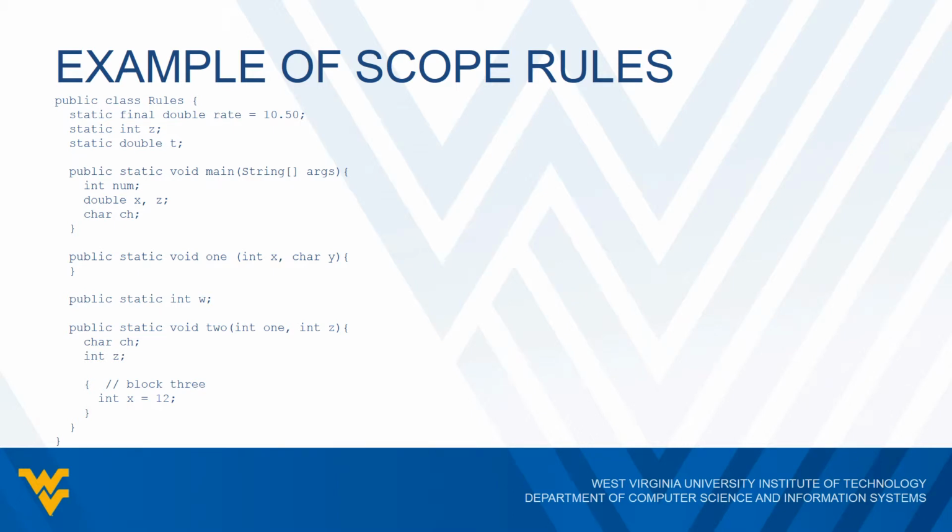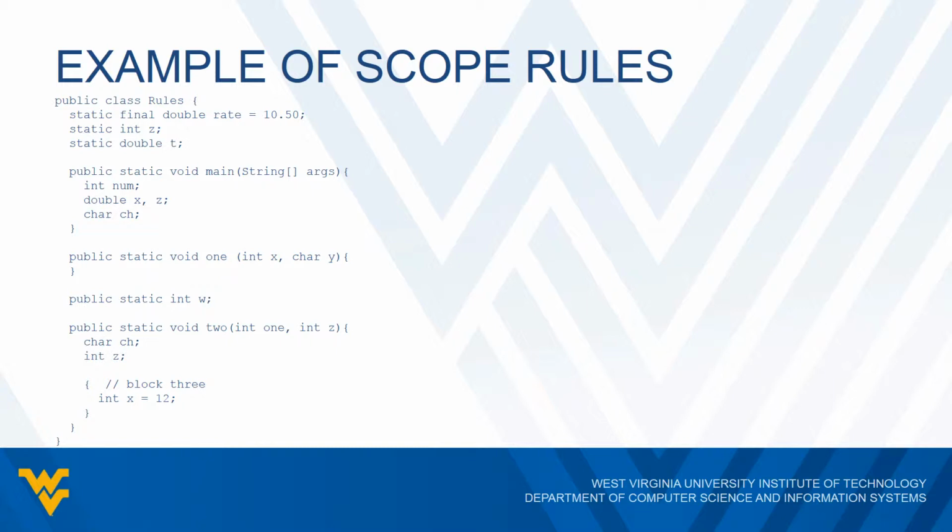So let's take a look at an example of applying our scope rules. In this case, I have a good amount of code over here. We have this class called rules, and we have several things declared. We have 3 static variables declared outside of all of our methods: rate, z, and t.